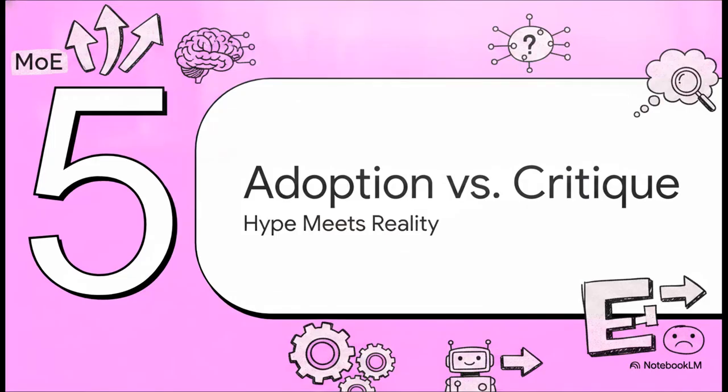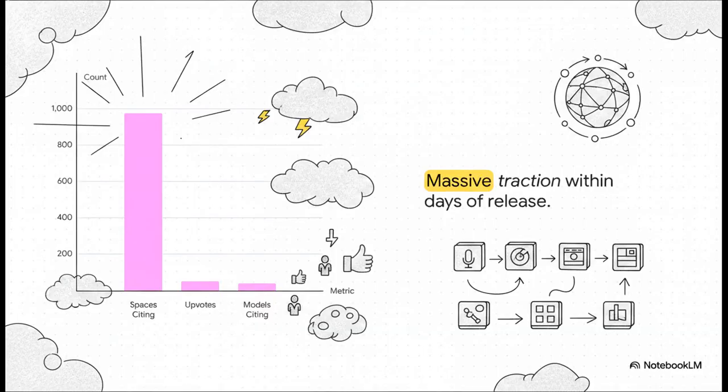And that leads us to our final part, Section 5, Adoption versus Critique, where hype meets reality. So, with all these incredible architectural leaps we just talked about, how did the open source developer community actually receive this release? Well, the immediate adoption metrics were just absolutely staggering.